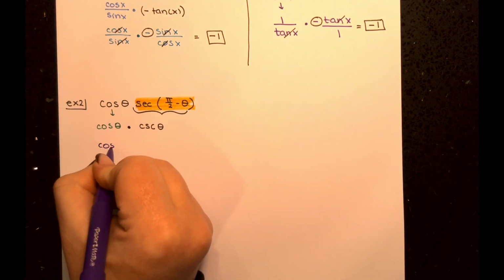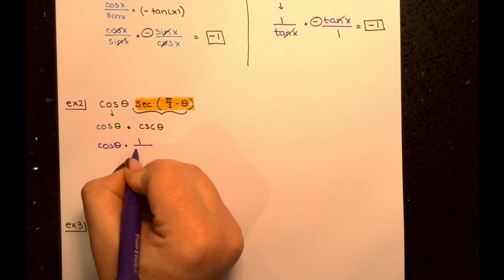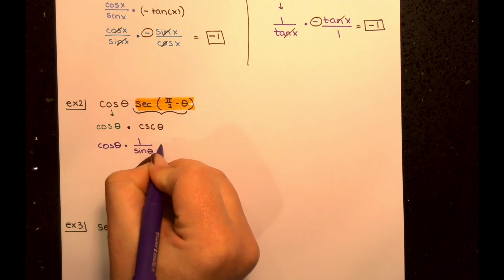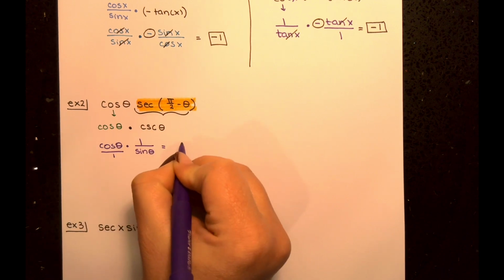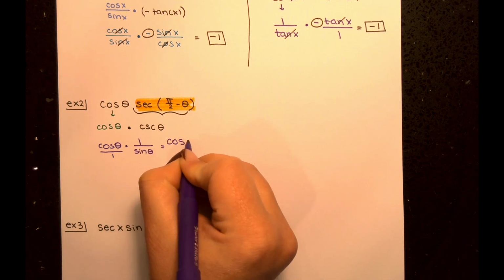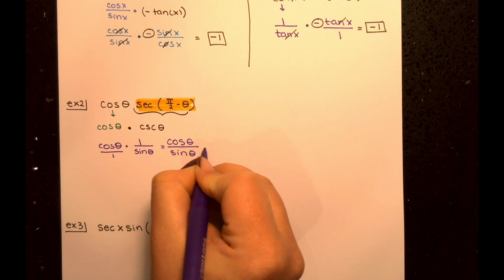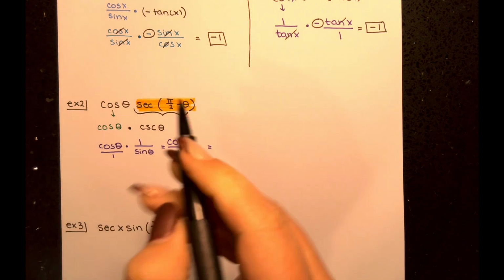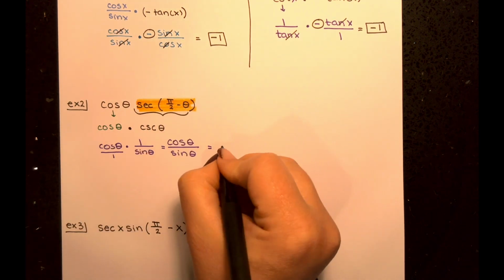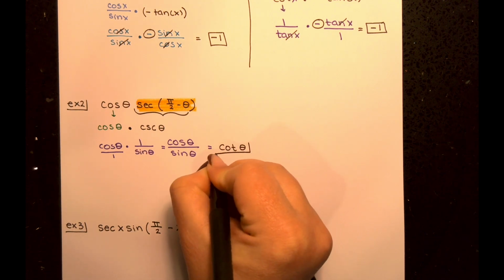Then we can continue solving as regular. We have cosine of theta times cosecant, which is the reciprocal function of sine. Multiply, here's my 1. So we have cosine of theta over sine of theta. Cosine over sine is the reciprocal function of tangent, which is cotangent of theta.